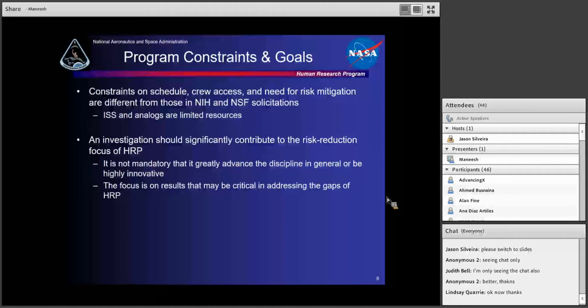Our investigations should significantly contribute to the risk reduction focus of HRP. They don't have to be highly innovative or outside-the-box solutions. What they have to be is helping us get results that help us address our risks and gaps. It's a slightly different focus than you would imagine for NIH, as we said before. Next slide.